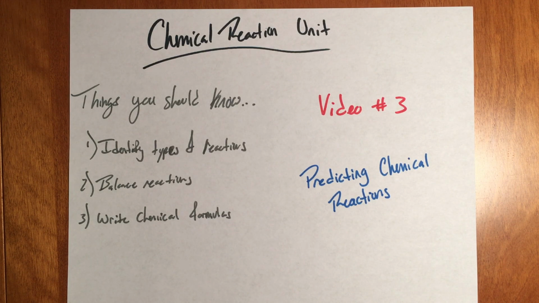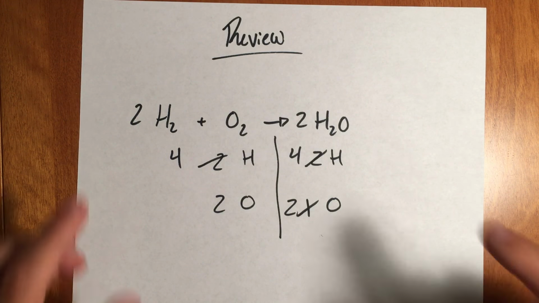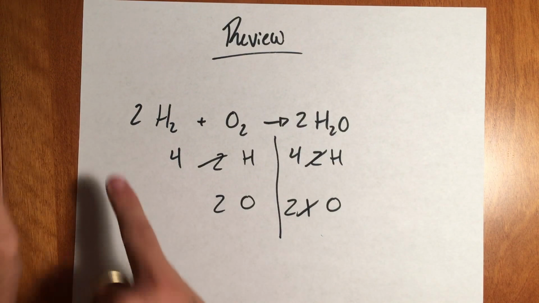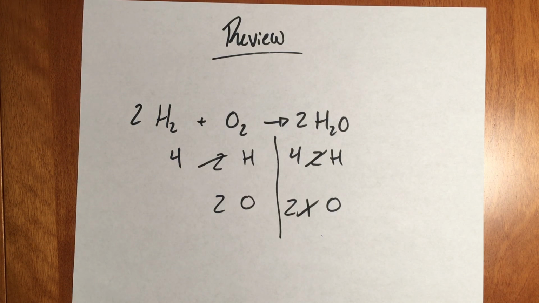In this video, we will learn how to predict chemical products. You should know by this point how to identify types of reactions, balance reactions, and write balanced chemical formulas. Remember, in our last video, we figured out how to balance reactions based on coefficients and counting them all up. You should know how to do this by this point.